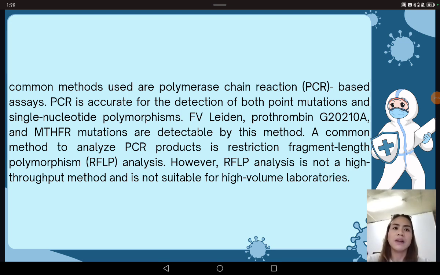After PCR, one common method to examine the DNA fragments is called restriction fragment length polymorphism analysis. This technique looks at the length of the DNA fragments after they've been cut by certain enzymes. However, while RFLP analysis is effective, it's not ideal for labs that handle a lot of samples because it's not very efficient for processing large numbers of samples quickly. So, while PCR is great for finding genetic mutations, RFLP analysis, though useful, isn't the best choice for labs dealing with a high volume of samples.